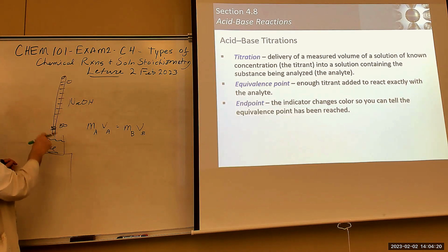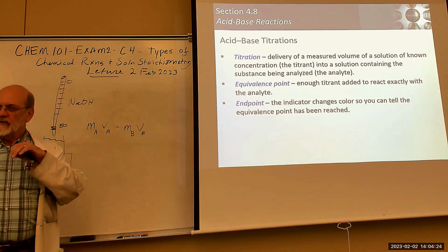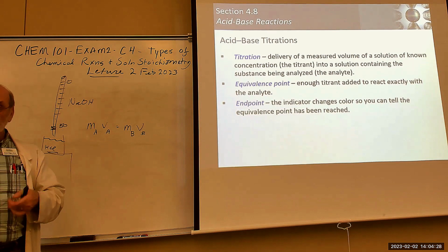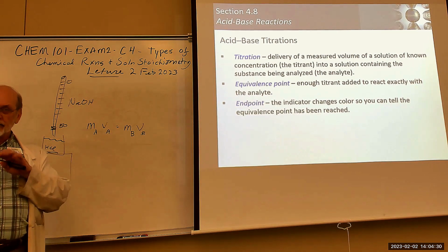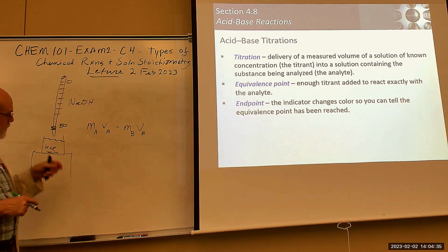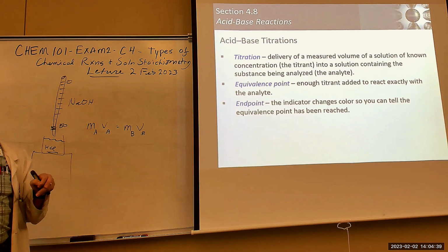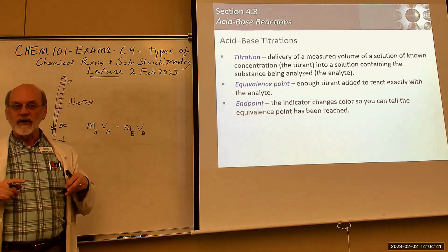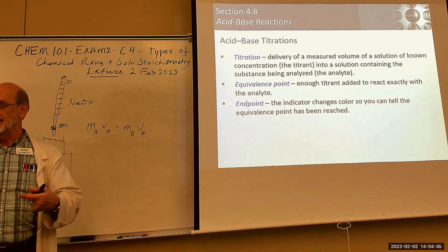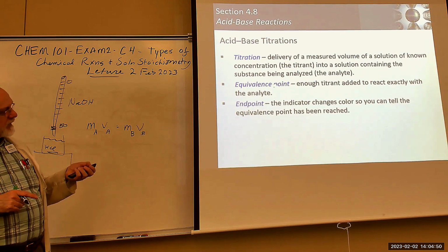You add enough until you reach what's called an end point, which is, if you're lucky with your indicator, very close to the equivalence point. The difference is that the equivalence point is exactly the stoichiometric point at which acid and base are equal. And the end point is the point at which the indicator says you're really close. So that's what these statements are trying to say.